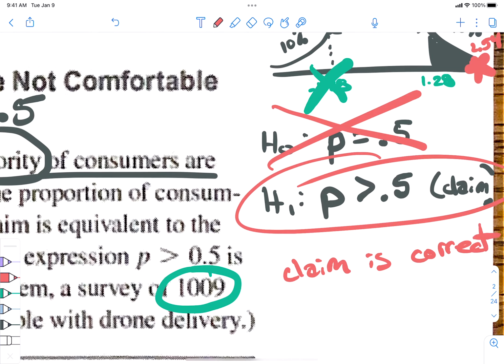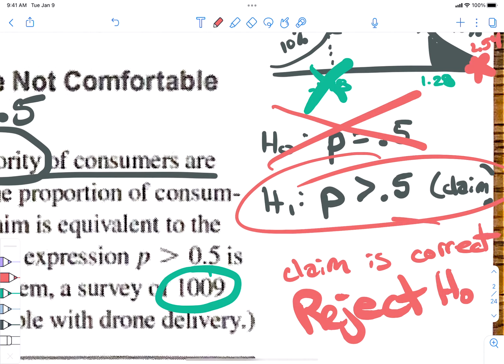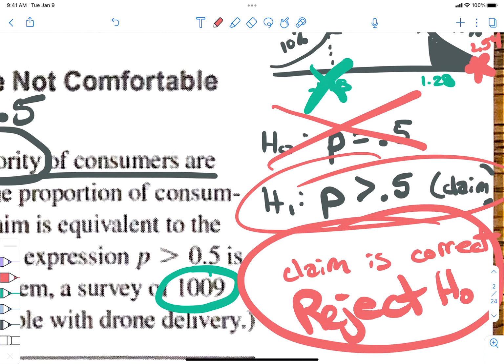Does that make sense? Okay? What did you say? 2.54 is extreme. 2.54 is an extreme Z value because 1.28 is considered to be the cutoff mark. So we say reject H naught. Claim is correct. Those are the two things that we really need mainly. Okay?